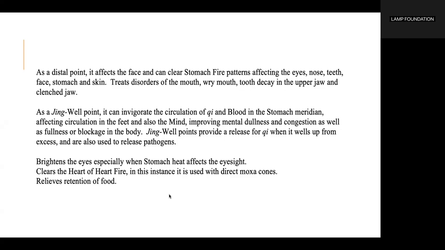Brightens the eyes, especially when stomach heat affects the eyesight. Clears the heart of heart fire. In this instance, it is used with direct moxa cones. Relieves retention of food.